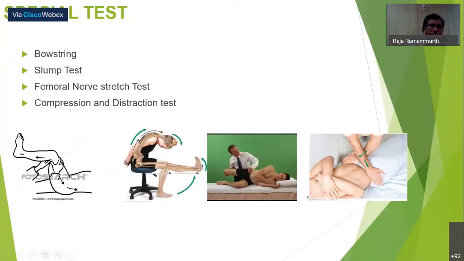Then the next test is called the femoral nerve stretch test. I have included the photographic representation, where we can see whether the femoral nerve is also involved or intact, along with the sciatic nerve. To rule that out, we are doing this test. Then the tests we also perform are the compression and the distraction test. Even this test guides us towards the patient's problem.